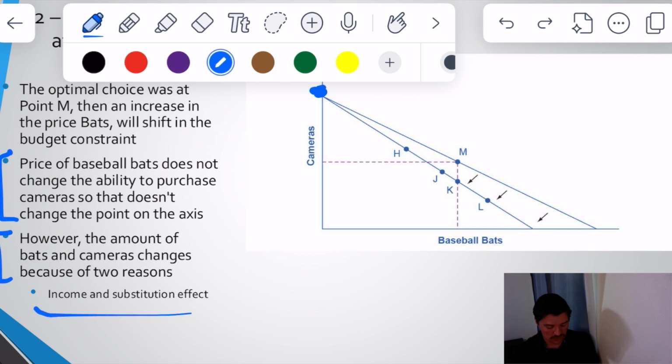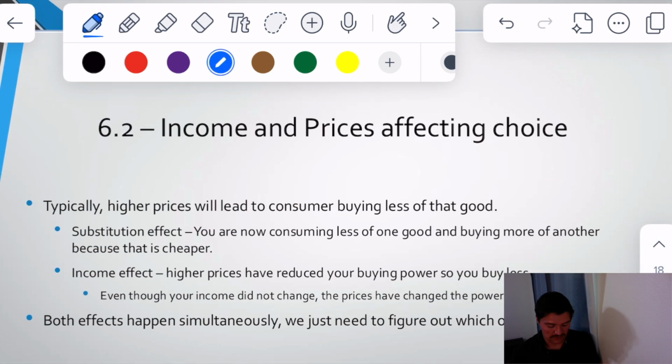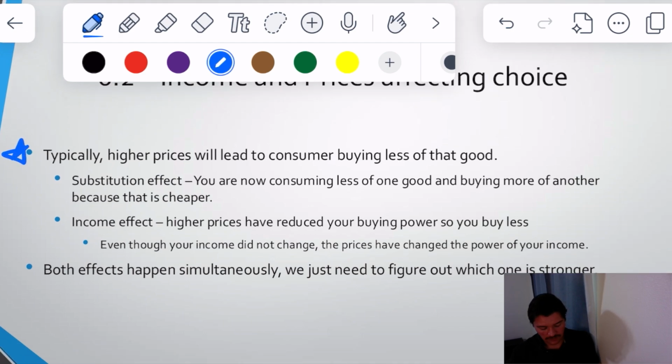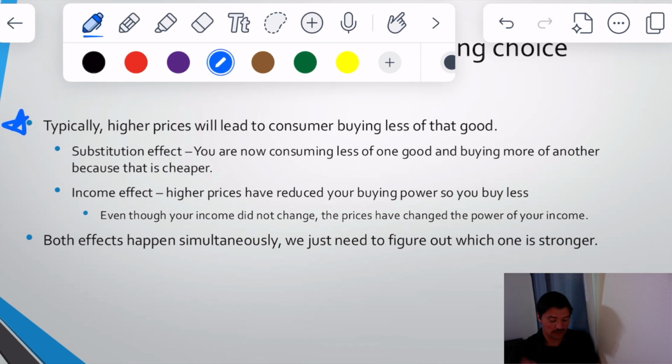Now, the reason these change is because of the two reasons, income effect and the substitution effect. I'll show you how these work simultaneously. So typically, higher prices will lead to the consumer buying less of that good.